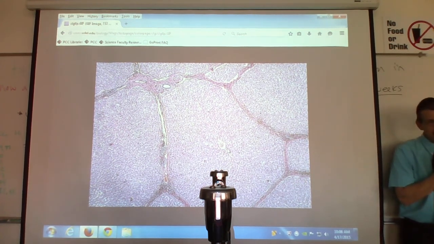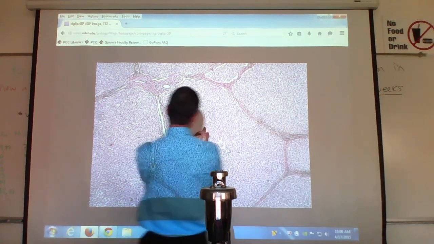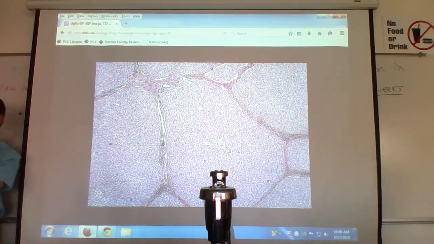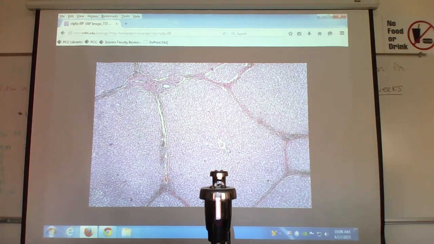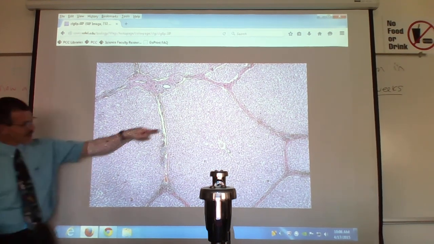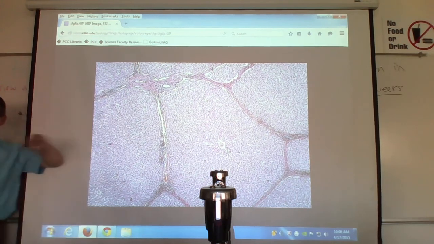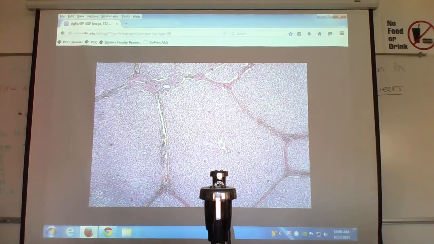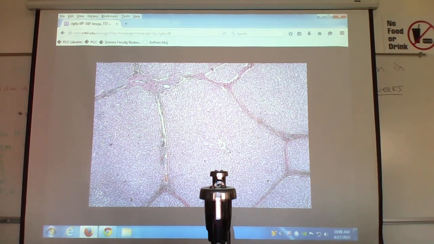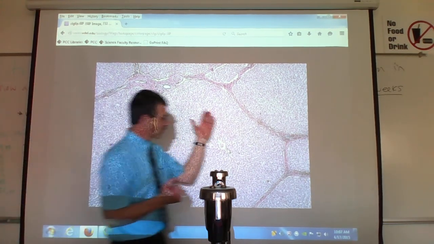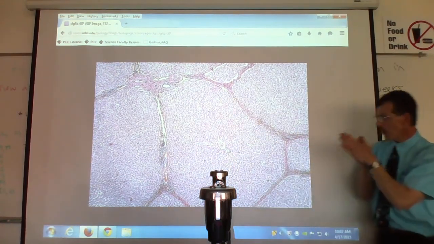So you're supposed to name some things. The red stuff are the cells. How would you call cells in your liver? Take a guess. Hepatocytes. Hepatic means liver. The white stuff is space. How would you say space? Sinusoids in this case, little sinuses. So the red is hepatocytes, the white are sinusoids, in the lobule, which is the big circle.